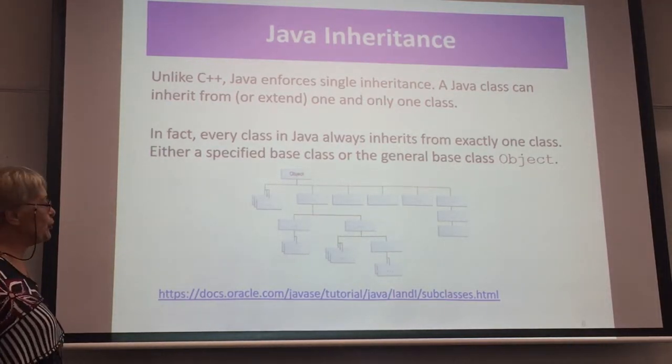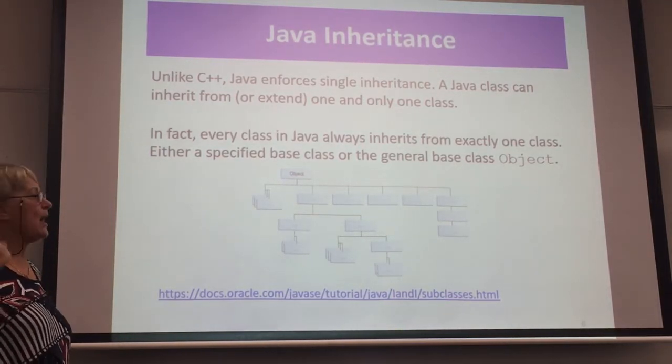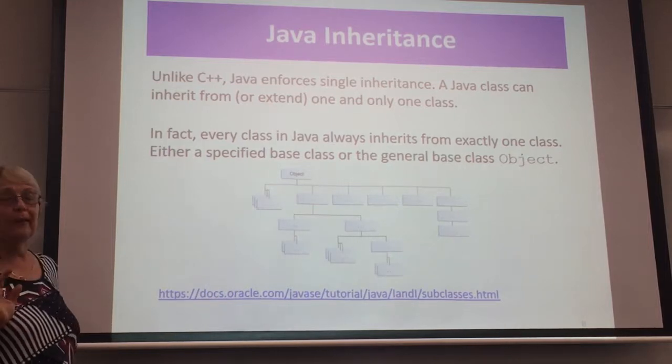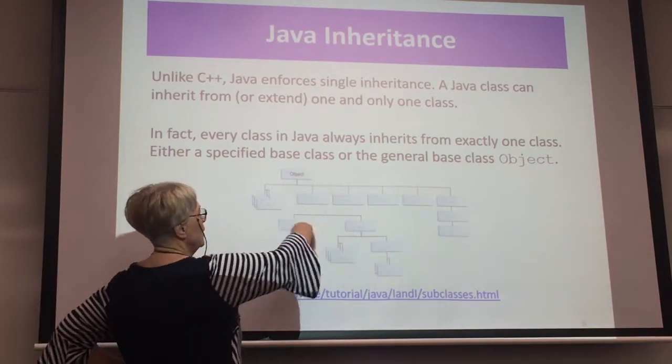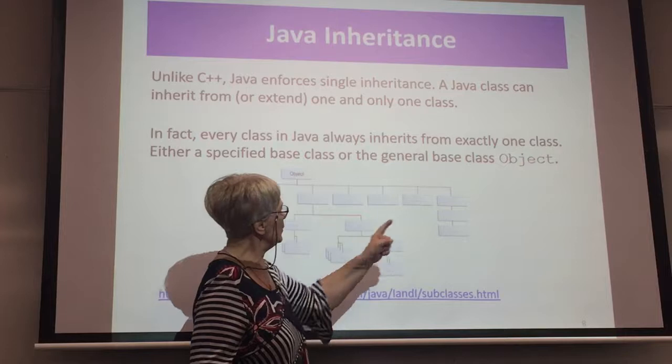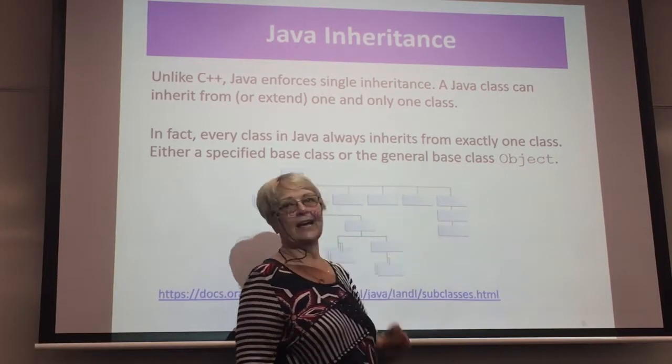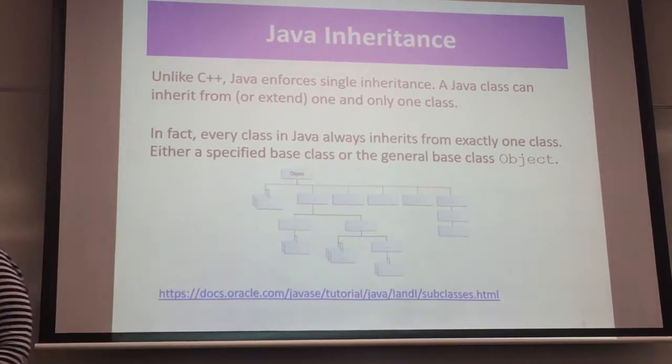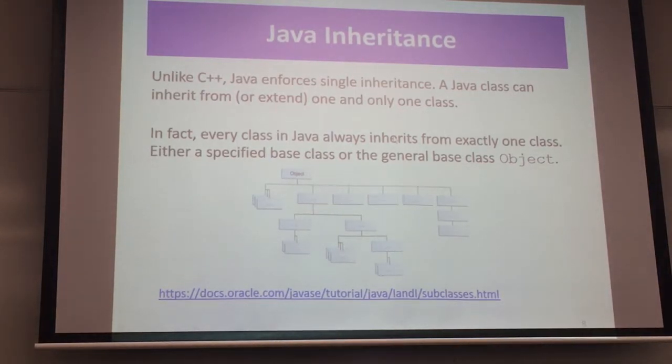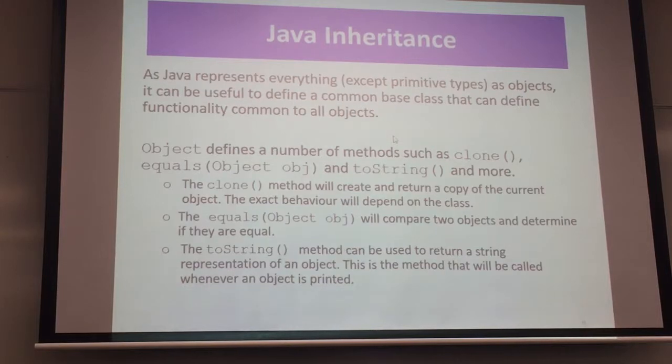Java has single inheritance. You can't have multiple parents, and if you look at how various classes are designed, you will see that each class has a single parent. Single parent. Right.